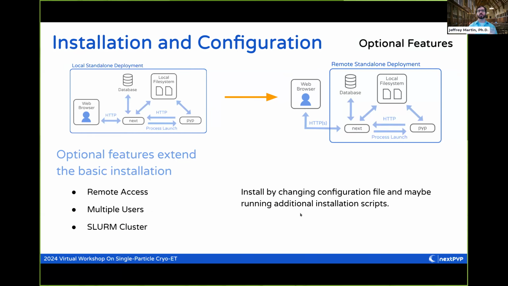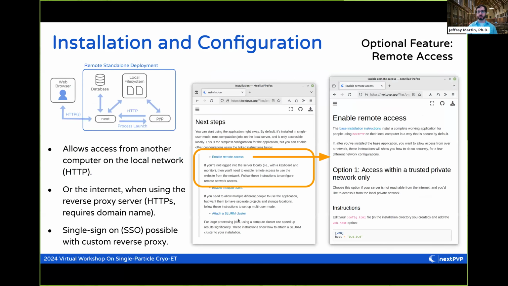The overall procedure for enabling these extra options is making a few changes to your configuration file and perhaps running a few installation scripts. And then a lot of the other things might need to be configured in other systems, particularly in the Slurm cluster. There's a lot of setup that you need to do in the Slurm system to make that happen. Okay, so each one of these, let's talk about the remote access.